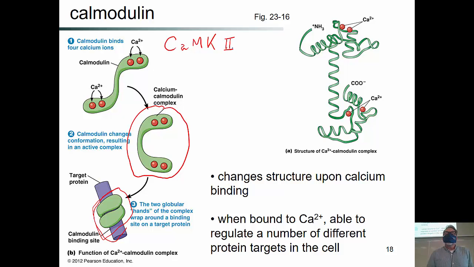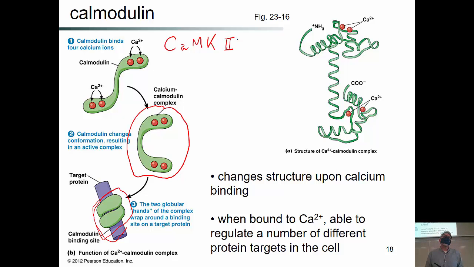The one I'm going to talk a little bit about is one called CAM kinase 2. So CAM kinase 2 is only active in the presence of active calmodulin. So thereby it means this is only turned on when calcium has been present. CAM kinase 2 is quite interesting because it's been implicated in the formation of memory.